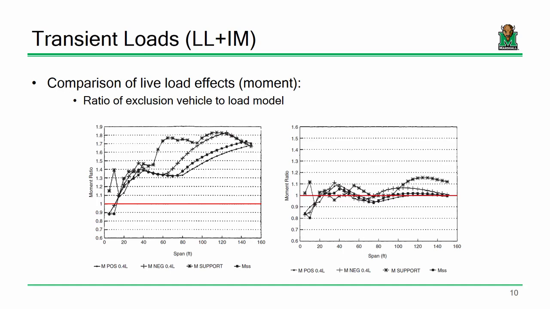The load model that we're using has been calibrated to represent, as best as feasibly possible, while trying to keep the analysis as simple as possible, the maximum statistical likelihood of loads that we will see on highway bridges in the United States.